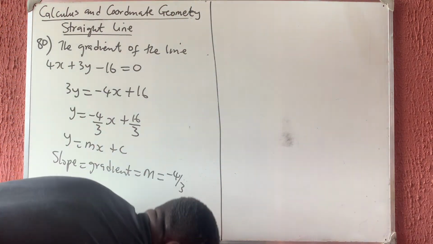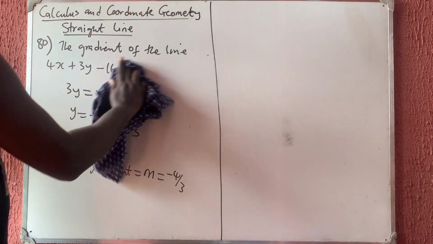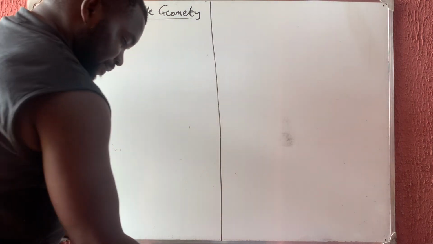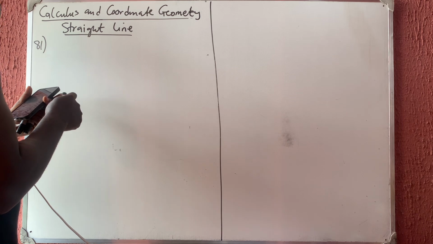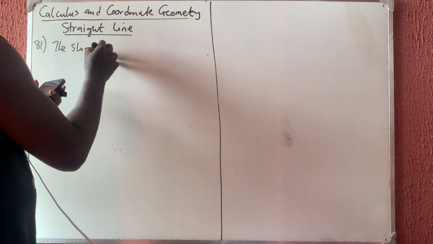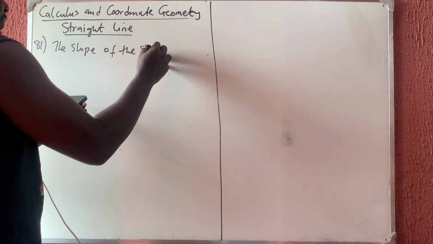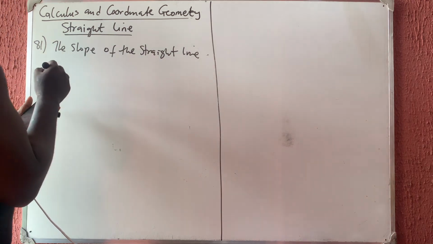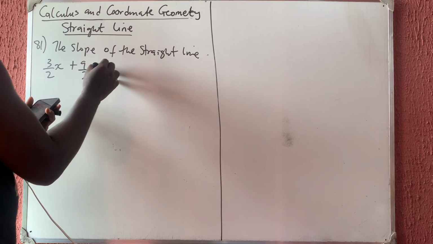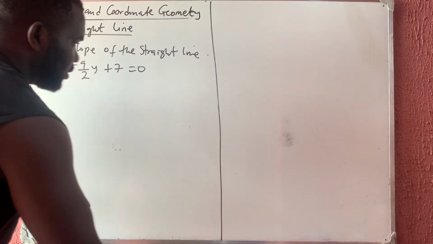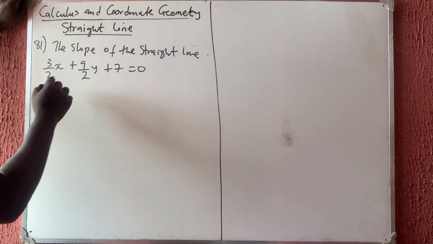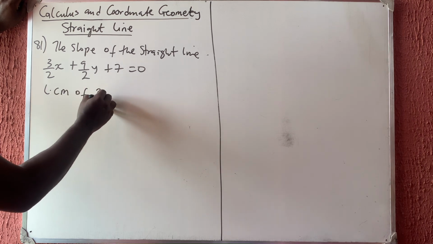So we go to the next question. This is question number 81. So question number 81 said, the slope of the straight line 3 over 2x plus 9 over 2y plus 7 is equal to 0. So now, the same method, just make y subject of the formula. But before then, we need to clear this denominator. So the LCM of 2 and 2 is just 2.